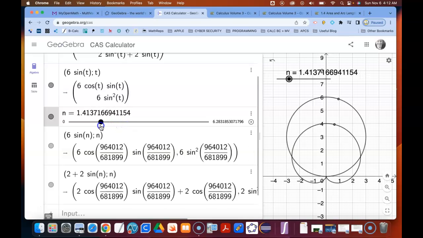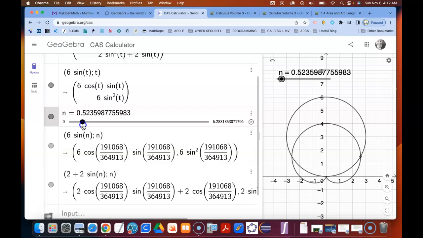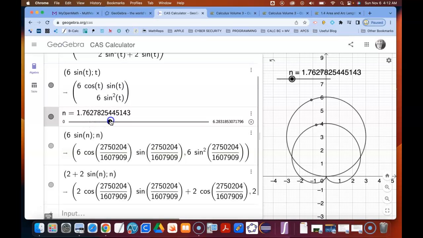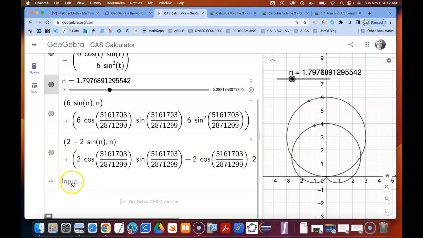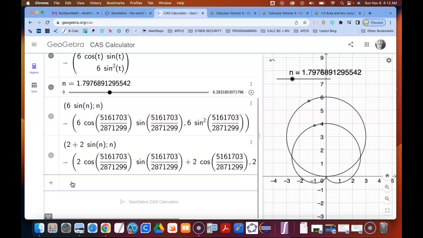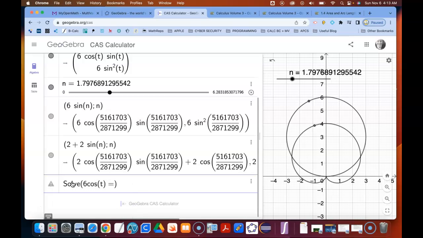It appears that the limits of integration go from probably there, which I bet is like 30 degrees or pi over 6, and it goes all the way over to here, which my guess is 150 degrees or 5 pi over 6. But we can find this out exactly. So this is a computer algebra system, so I could solve 6 cosine of t equals 2 plus 2.